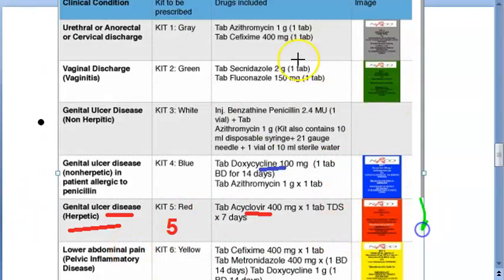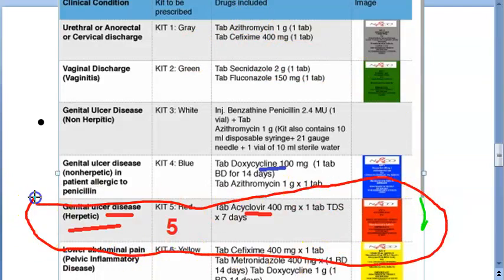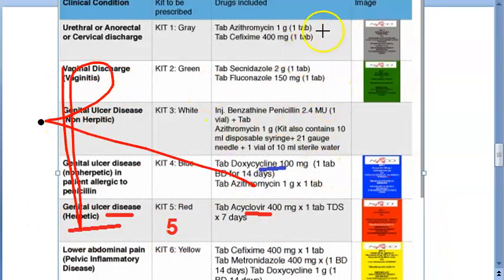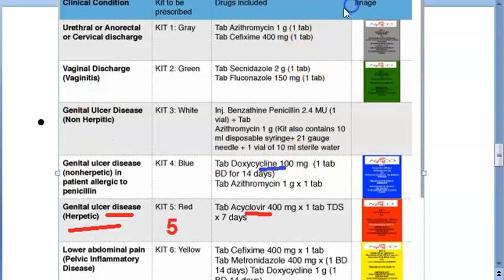Especially the red one you should know, because the red one is herpetic. Okay, so guys focus. Red is what? Herpetic genital ulcers, which is caused by herpes. So this is the herpetic kit. It is red is for herpes. What will it contain? Acyclovir. Okay, just remember acyclovir enough.